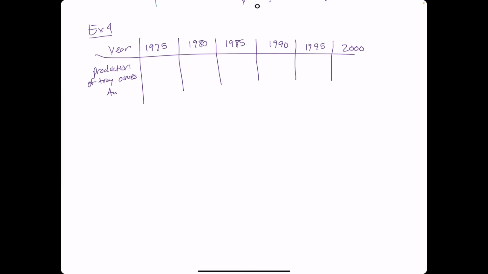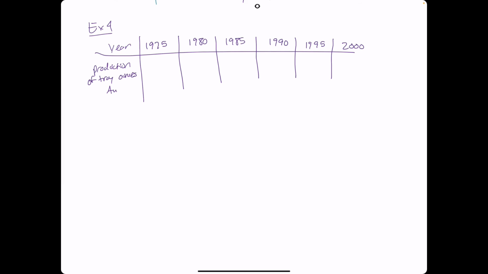Mine's dead. It's a weird charger. Do it with somebody. The production was 38.5 troy ounces, 39.2, 49.3, 70.2, 71.8, 82.6. Do you have those in the list yet?